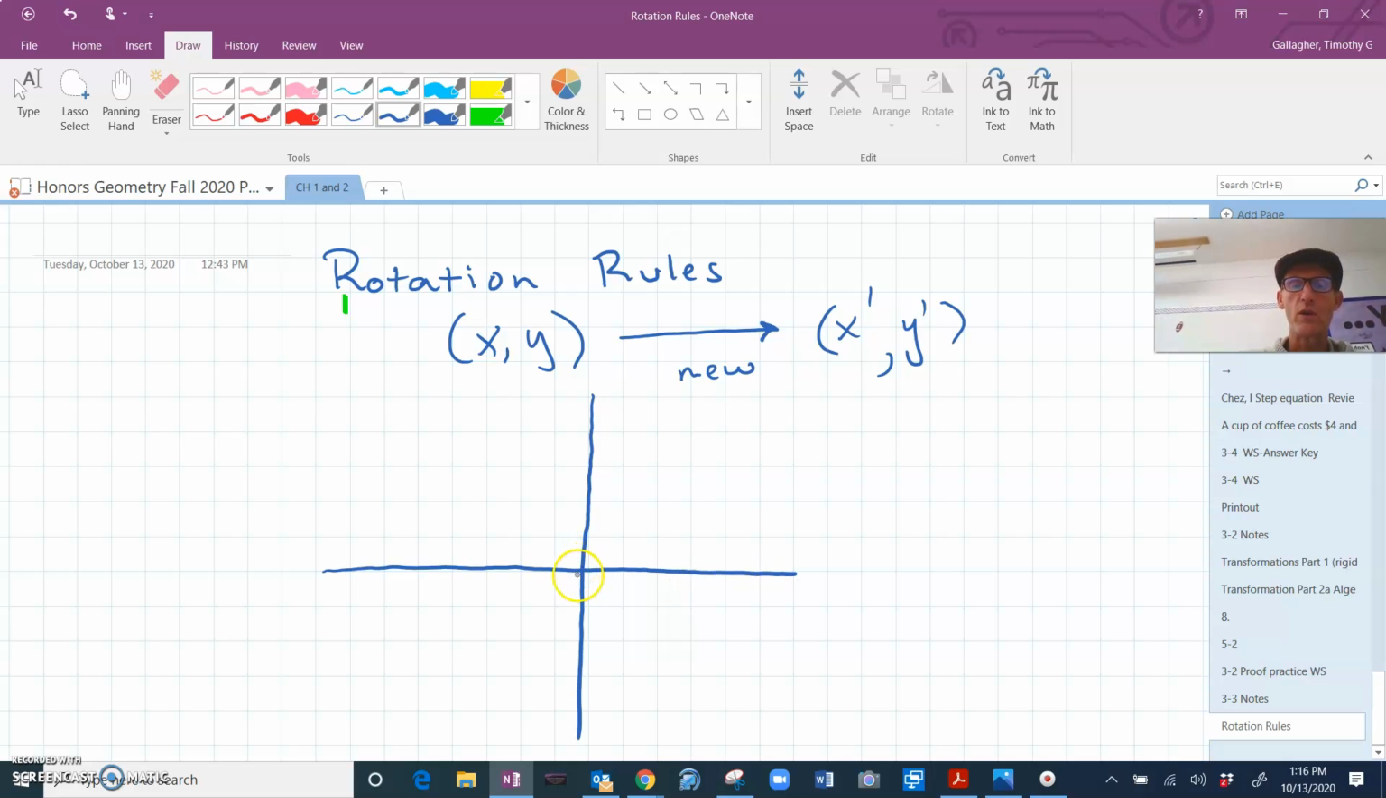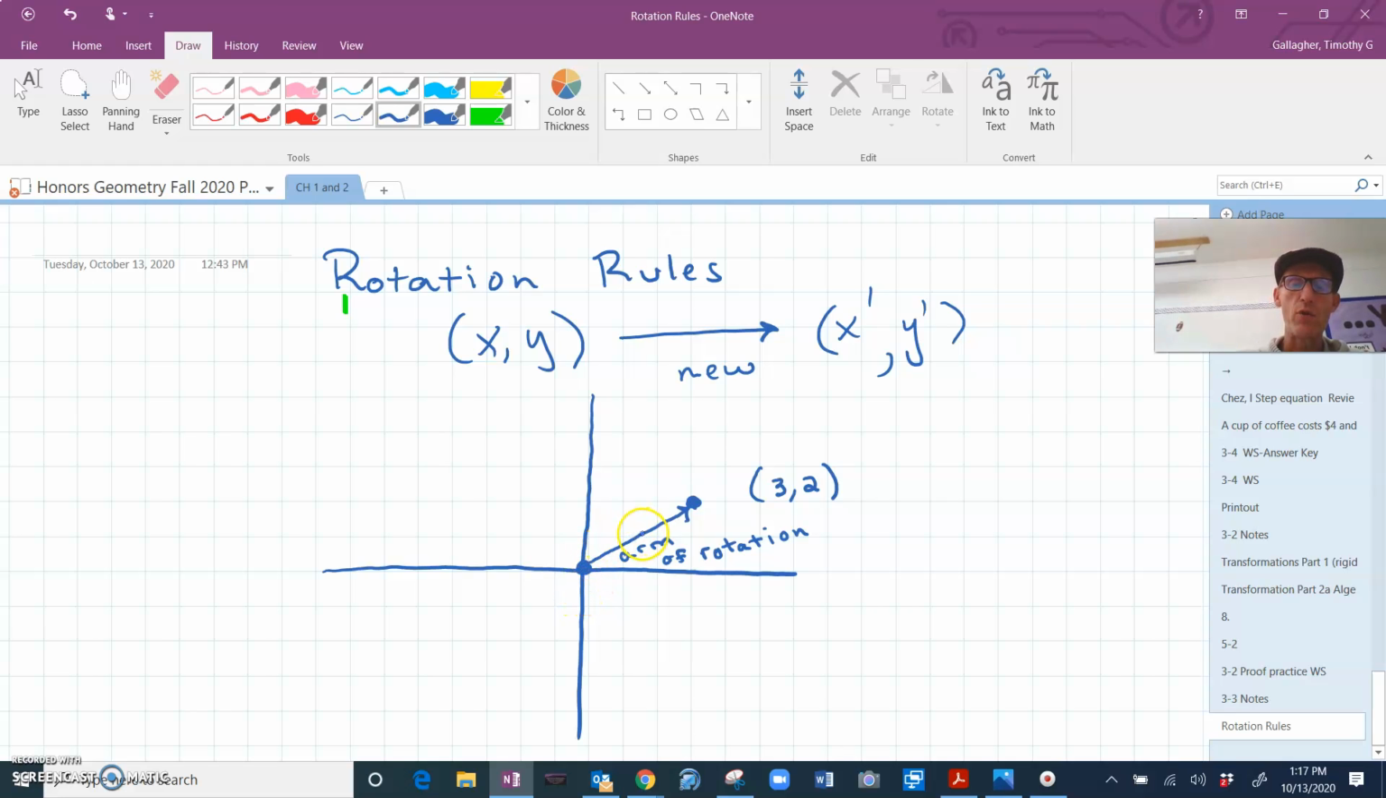So let's start with a point like (3, 2). To rotate means to turn, so I'm going to take this point and rotate it. Now I have to have this arm of rotation, and the start of that arm is the center of the circle.